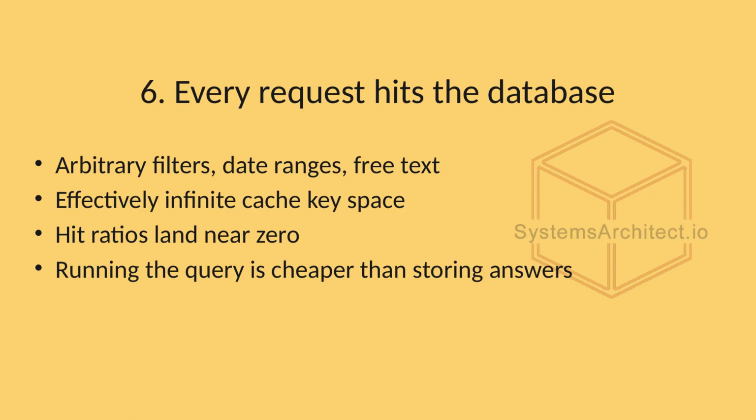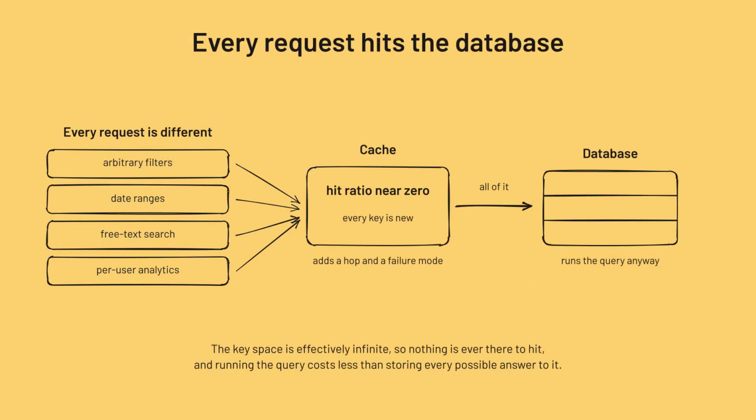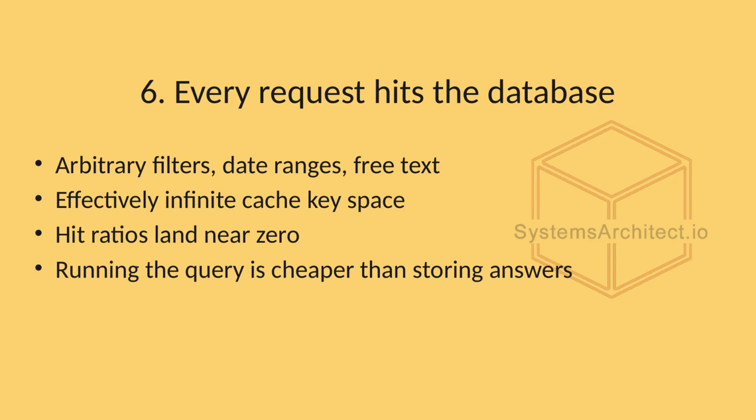6. Every request hits the database. Why does search resist caching? Arbitrary filters and date ranges make the key space effectively infinite. Hit ratios land near 0, so the cache only adds a hop. Running the query is cheaper than storing every possible answer.